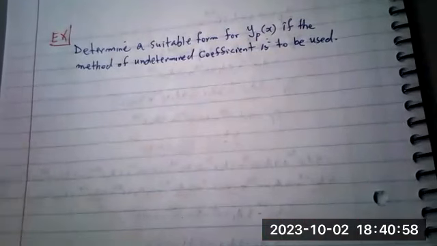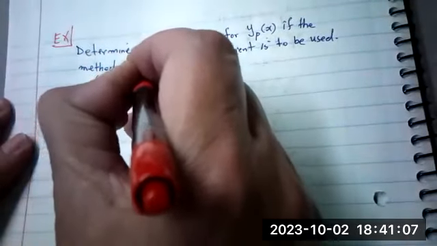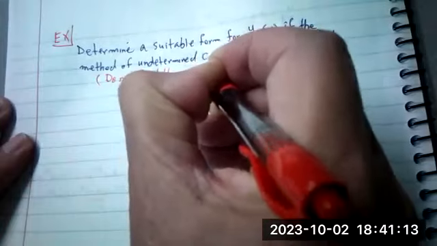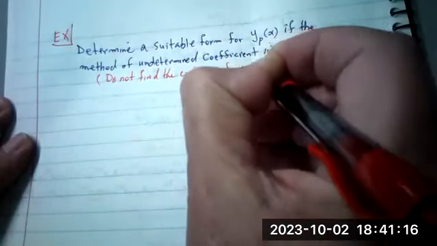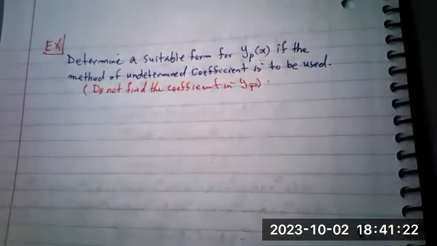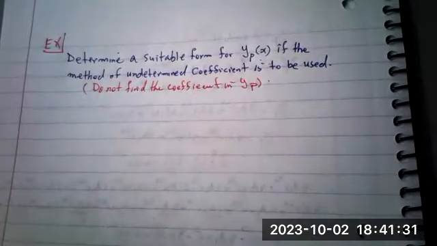Suppose you want to do it, but we just want you to find the form. We don't want you to solve it. They are going to give you this instruction: do not find the coefficients in yp. Just give us the form. So this is going to be all sorts of functions that we're going to have. In practice, they don't use x, they use t for temperature. So I just use the same thing, but you can change it to x if you don't like it.